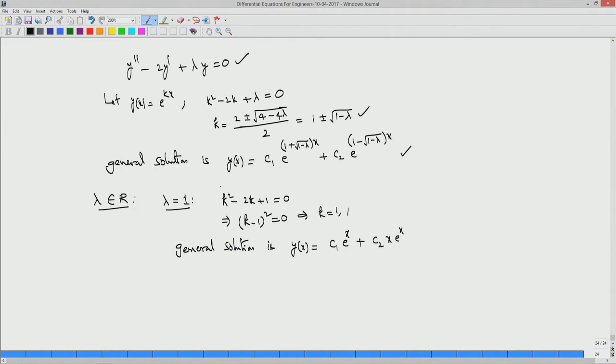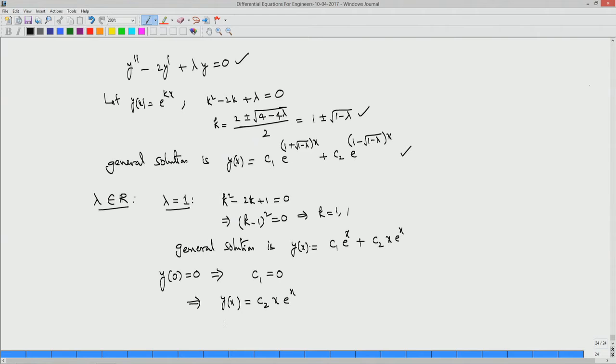Now you apply your boundary conditions. Starting with the first boundary condition, y(0) is 0. If you apply it, you have c1 plus c2 times 0, so that is 0, and you get c1 is 0. So the general solution becomes c2 x e^x.